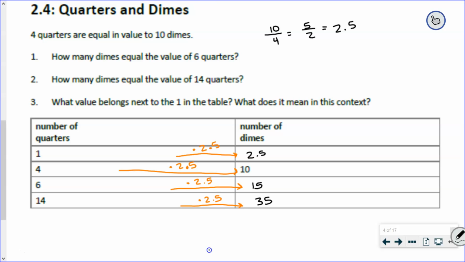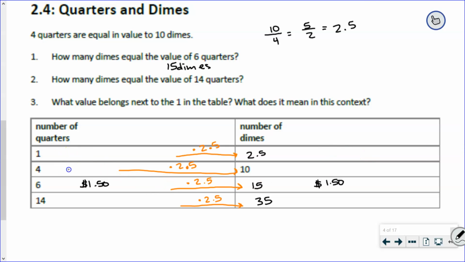So, let's answer these questions. How many dimes are equal to the value of 6 quarters? Well, let's see, we have 6 quarters, and that would be 15 dimes. Does that actually work, like looking at the actual amounts? 6 quarters, how much money is that? Caleb? $1.50. And 15 dimes, how much money is that? It is also $1.50. So that's nice when we can look at it one way mathematically and then look at it another way quantitatively and still have it all work out.